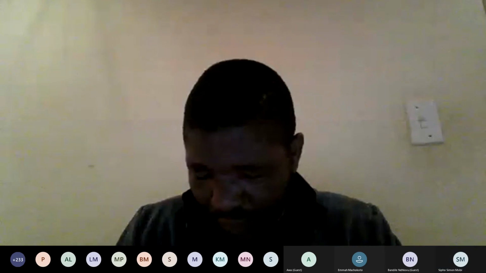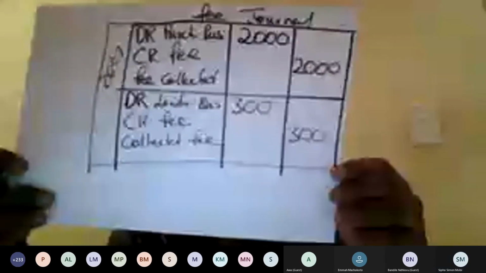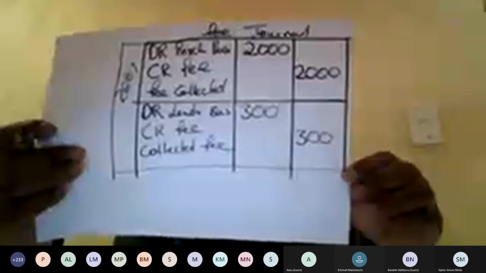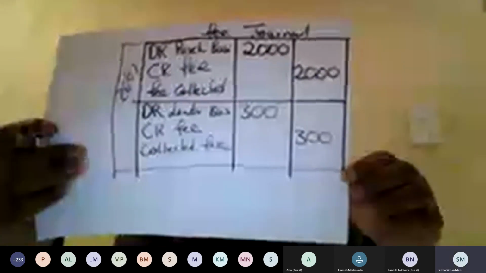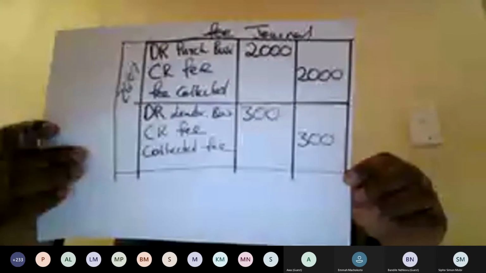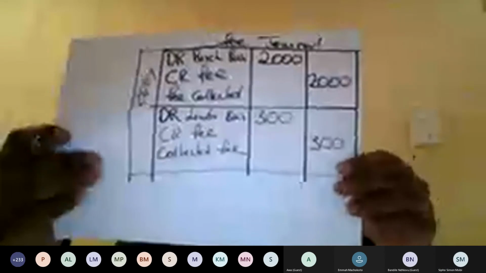And again it says fees collected. And we all agree that the fee is 300 rands. And that is the fee journal in respect of that 300 rands. You debit the lender business, and then you credit your fee, again fee collected. That's your fee journal. Now, as it is, you post it to your ledgers.